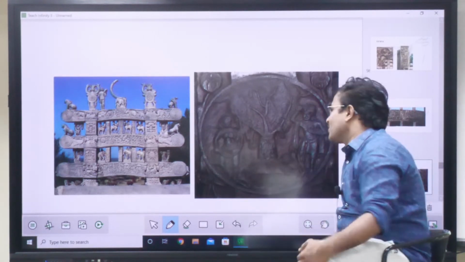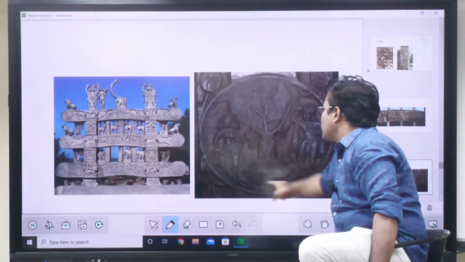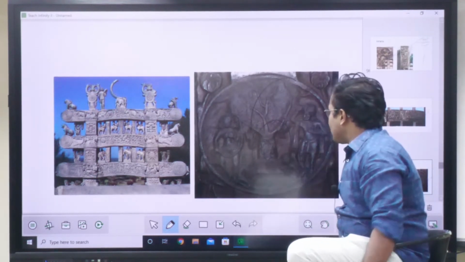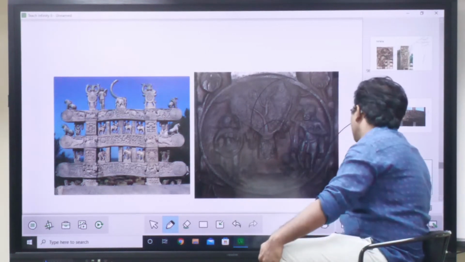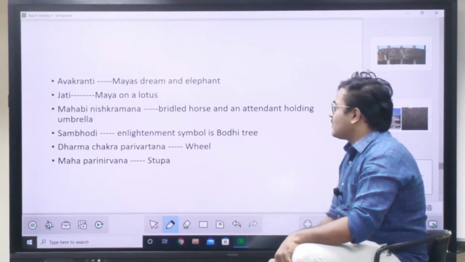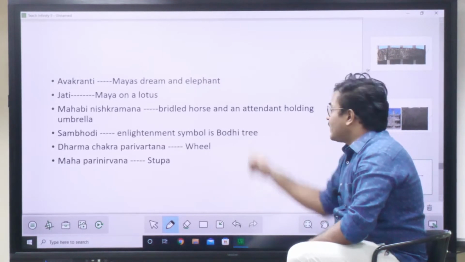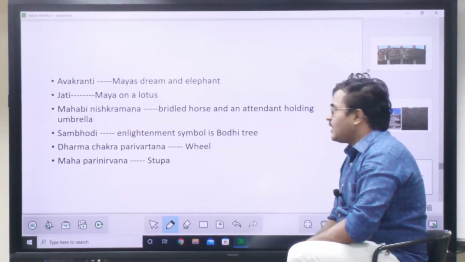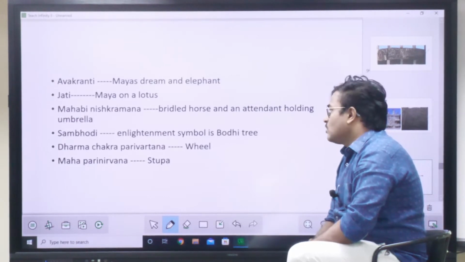Fine, if you understood, then it is good. This is the image of, what is the image here? Bodhi tree. Empty stage. Bodhi tree is nirvana of Buddha. Avakranti is Maya's dream. Jati is birth. You write it there. Avakranti is conception. Jati is birth. Mahabhinishkramana is renunciation. Sambodhi is enlightenment.